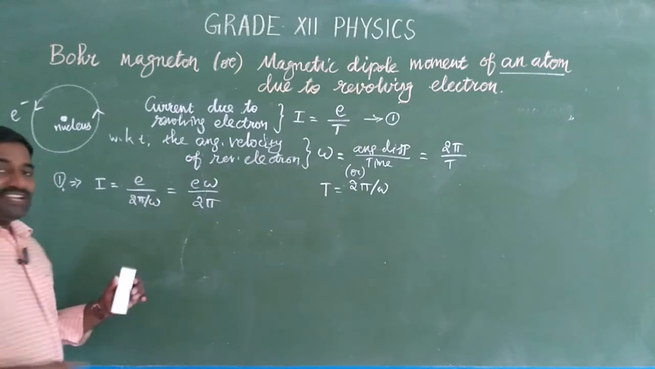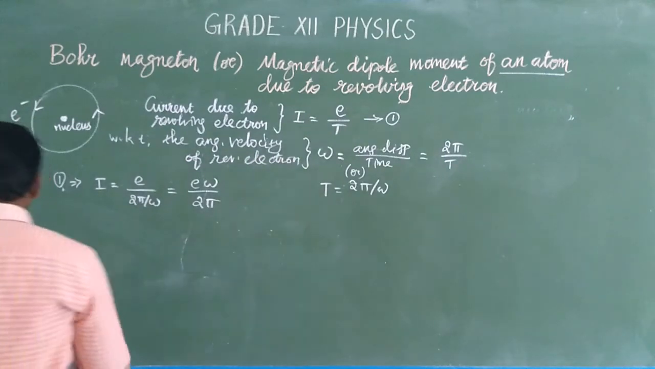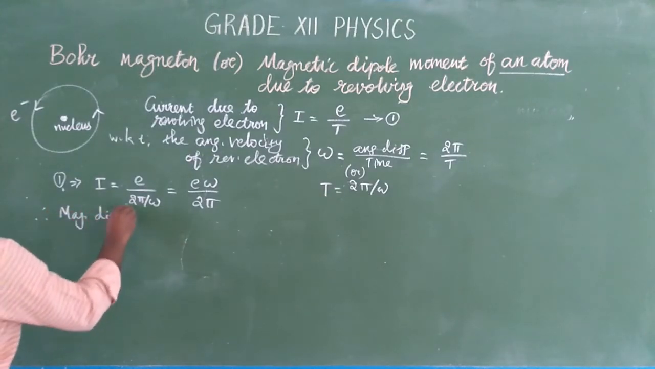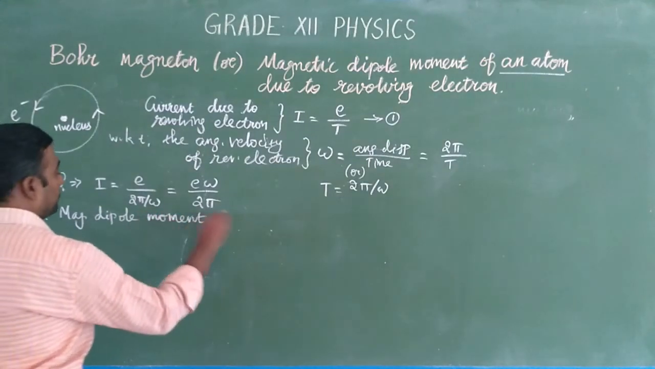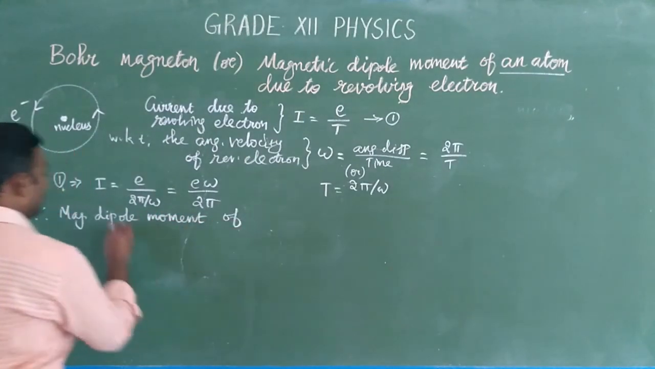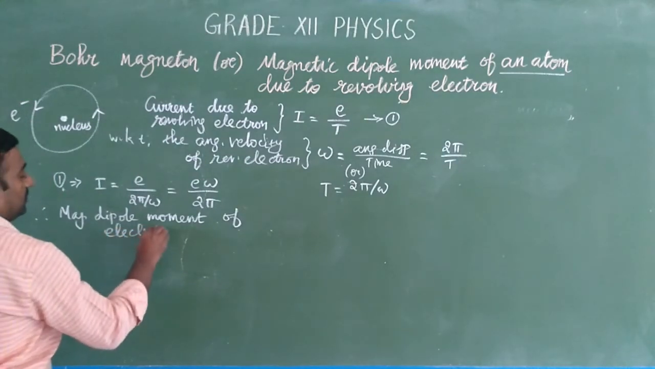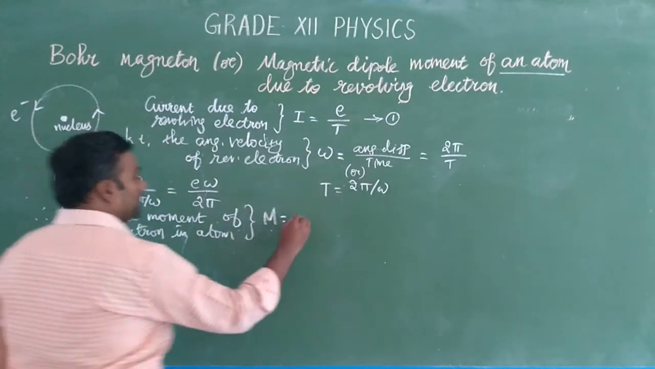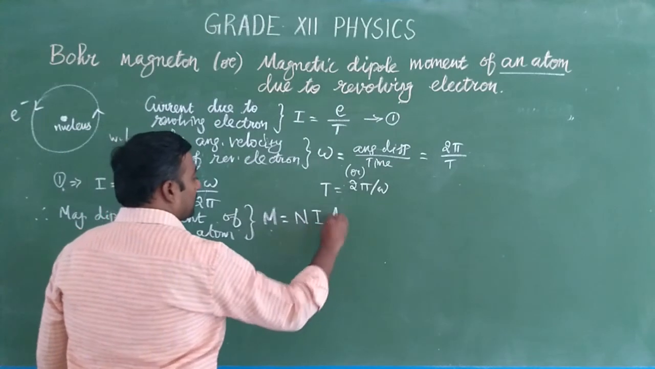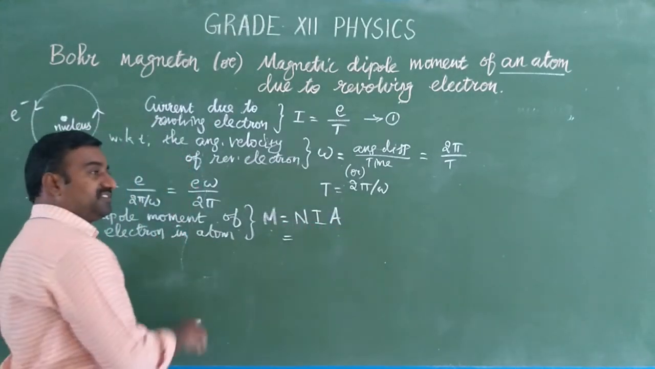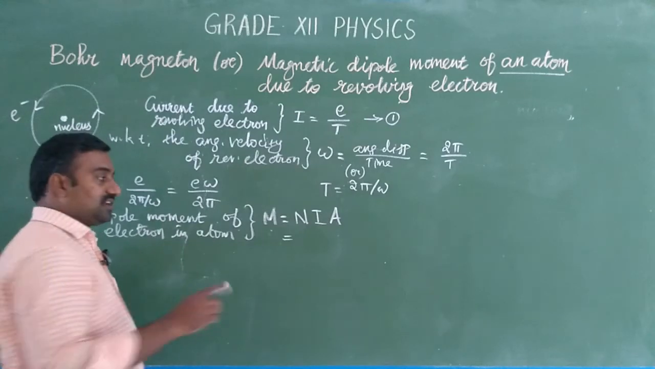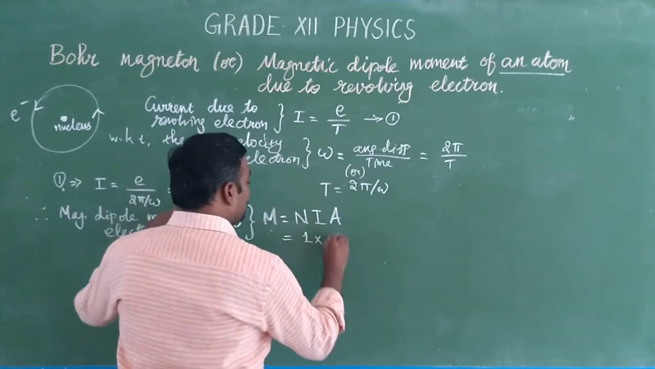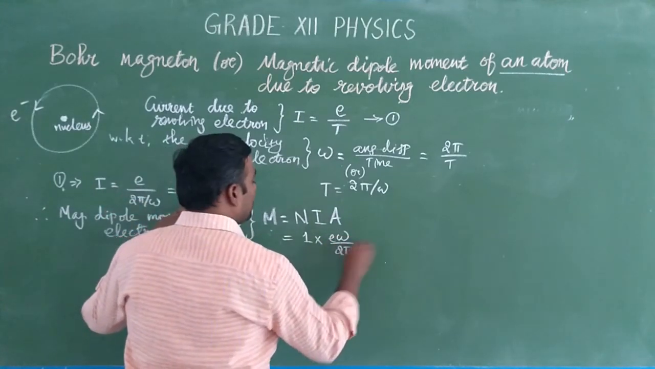Okay. So this atom behaves like a magnetic dipole moment. Therefore, the magnetic dipole moment of an electron in an atom, what is it? That is M is equal to NIA, where N is the number of turns. For the electron in the first orbit of the hydrogen atom, N is equal to 1, and the current I we found. What is the value of the current I? That is E omega by 2 pi into area.